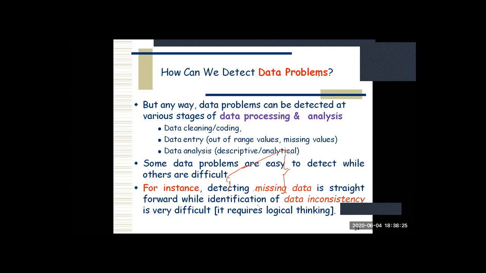Data processing and analysis might also involve data cleaning, coding, data entry and data analysis, which was already addressed at the beginning. But missing data is quite straightforward, particularly detecting missing data, and this software makes it quite easy. Even the computer will give you the missing data right away, and you might simply scroll to find what was not inserted. That is easy. But the problem is the computer will not identify data inconsistencies. An example was already made. It needs logical thinking on the part of the researchers.